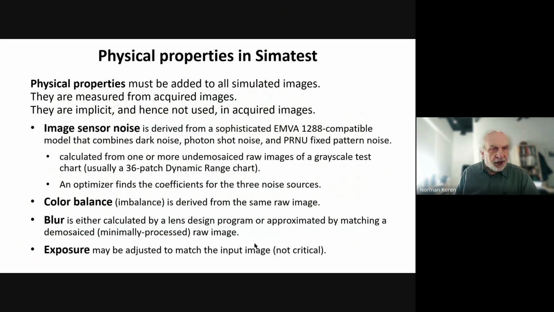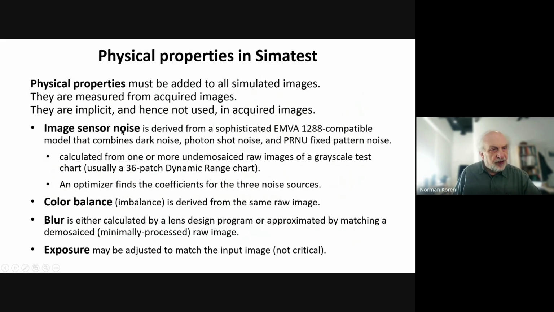Now, the physical properties in Simatest are very important, and these are the properties of the lens and the image sensor that are not so easy to change, although you can change them for what-if cases, but it's not quite like ISP blocks where you can change them quite freely and try whatever you want. So the physical properties must be added to all simulated images. They're included in acquired images, and so they're a part of them, and they don't need to be added when you acquire an image.